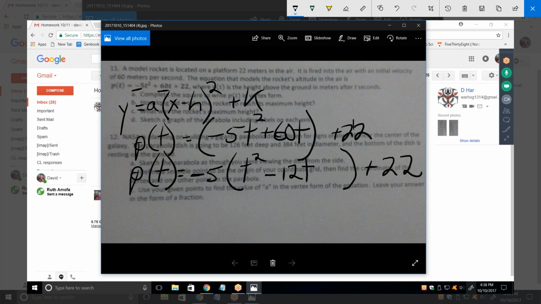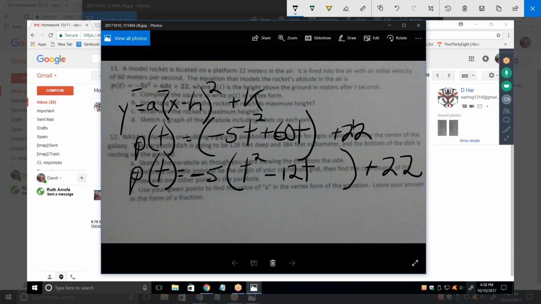Notice that we're getting closer and closer to our general format. Well, how do I complete the square inside the parentheses? What's the technique? So, how my teacher says it, half the middle, which is negative 6, and then square it. Okay, so what's that?